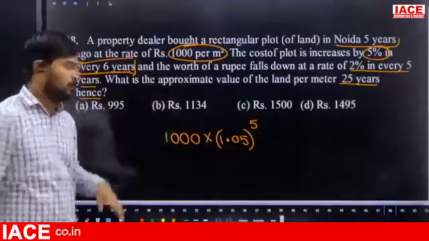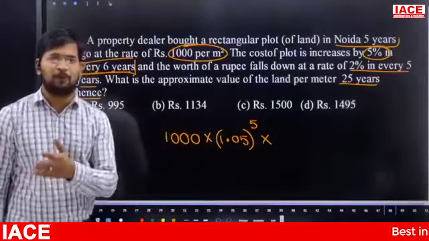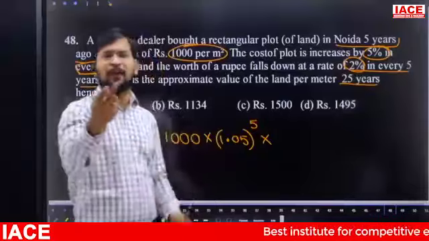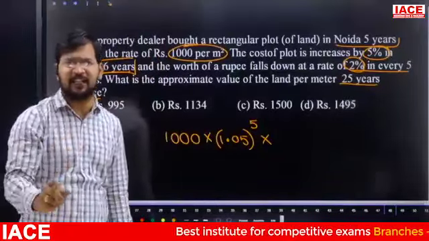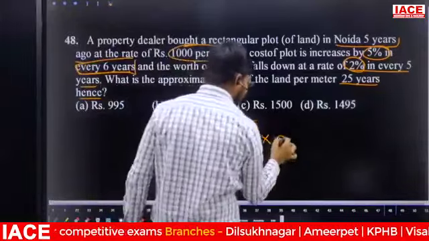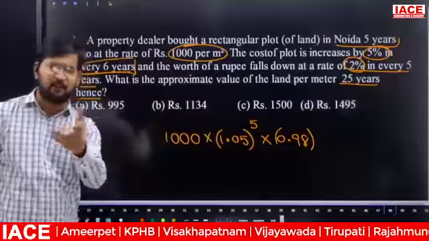1.05 to the power 5, and at the same time the rupee value comes down. Rupee value comes down by 2%. Original rupee value is 100%, and when it comes down by 2% it is 98%. 98% I am going to write as 0.98. 98% and 0.98 are both the same.